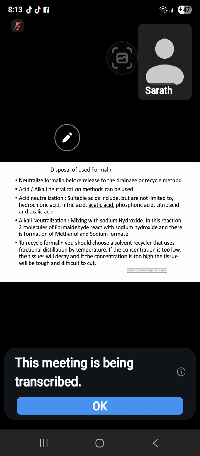Recycling formally, you should choose a solvent recycler that uses fractional distillation by temperature. At different temperatures, different solutions come up.